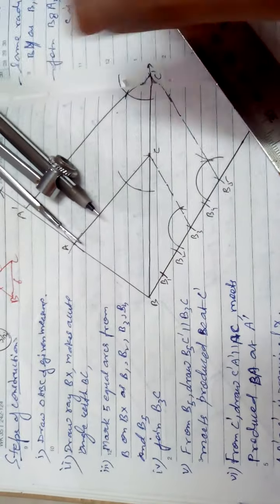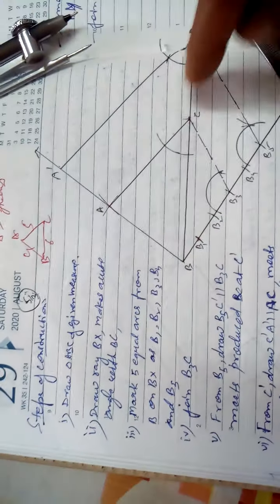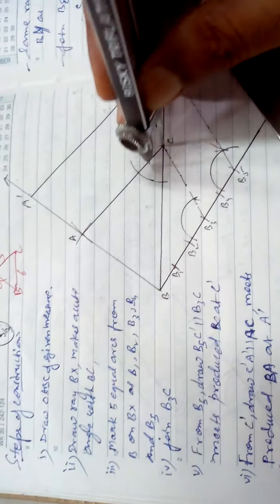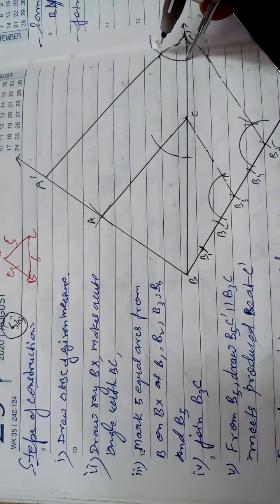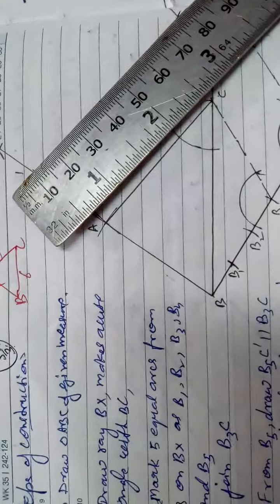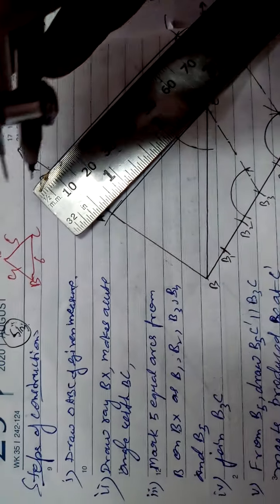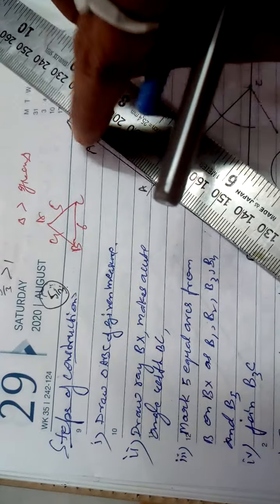Now from C dash draw another line parallel to this line, but it will go outside. How? Same angle. You make angle C equal. How will you draw parallel? One arc from C dash, another arc, measure this angle, and from here you cut this, and then by scale join these 2 points and produce this side. Produce line BA also, where it meets that point is A dash. So it is written here.